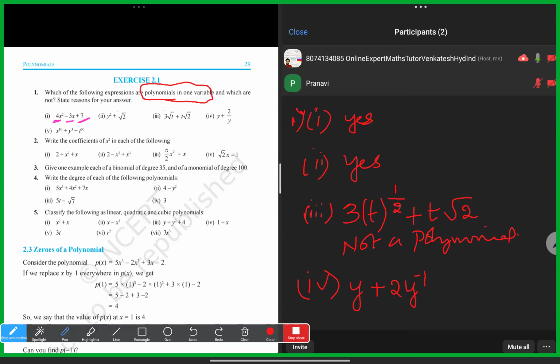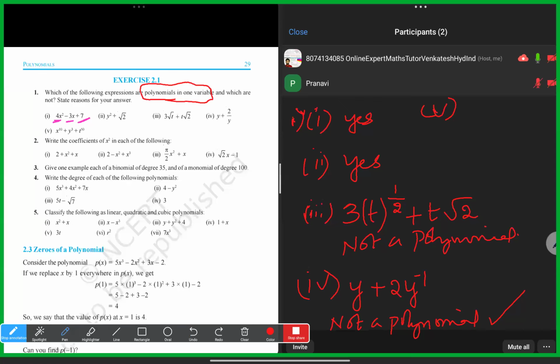Yes, Pranavi. So variable power cannot be negative. It cannot be negative rational numbers. So not a polynomial, because of the negative power for the variable. Yes, sir. Now, fifth one, Pranavi, it is actually a polynomial, because variable powers are all positive, like x power 10, y power 3, t power 50. But it's not one variable. So it is not a polynomial in one variable, but in three variables.